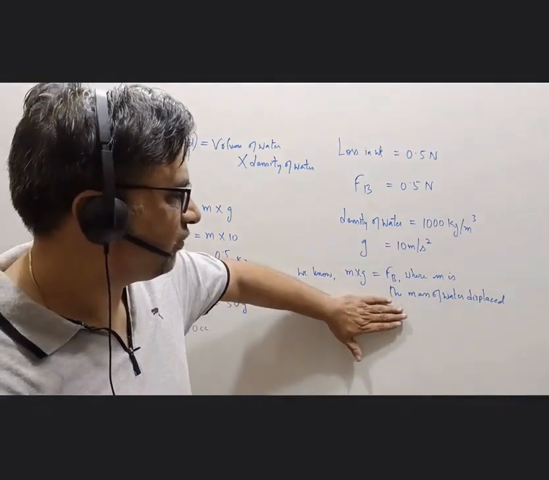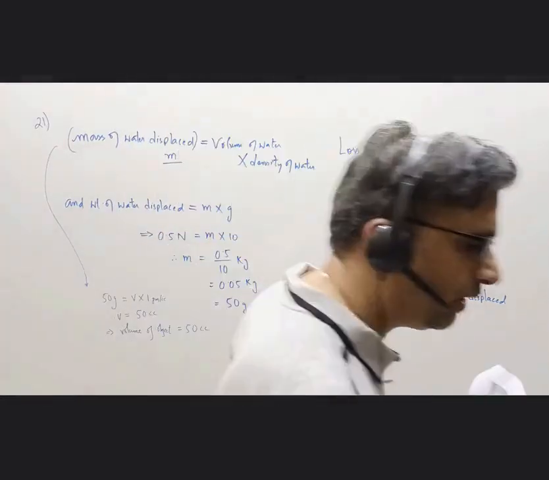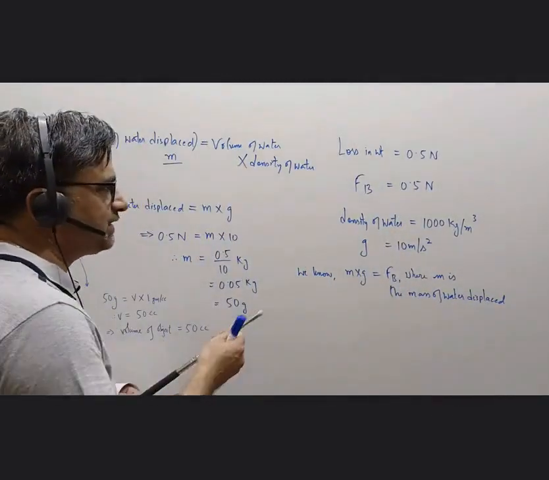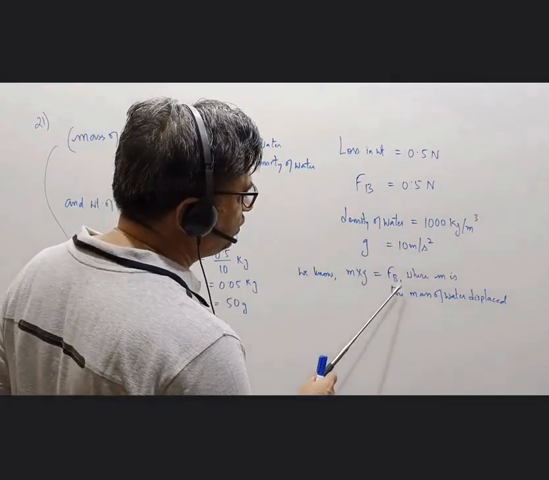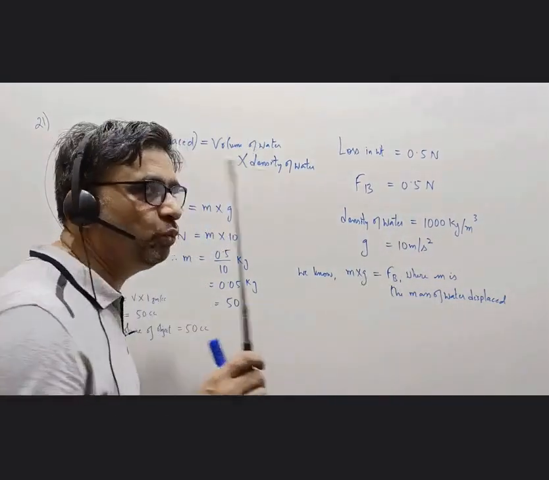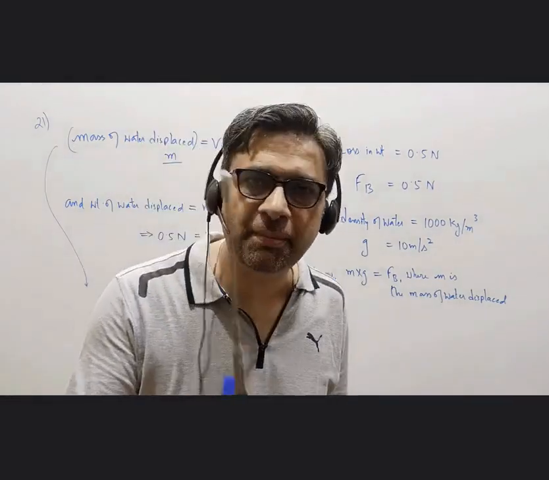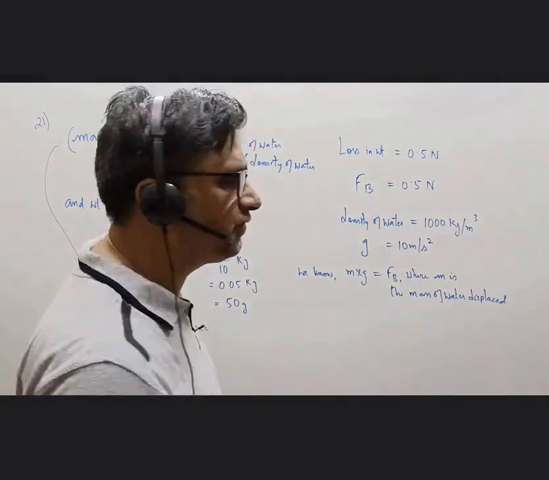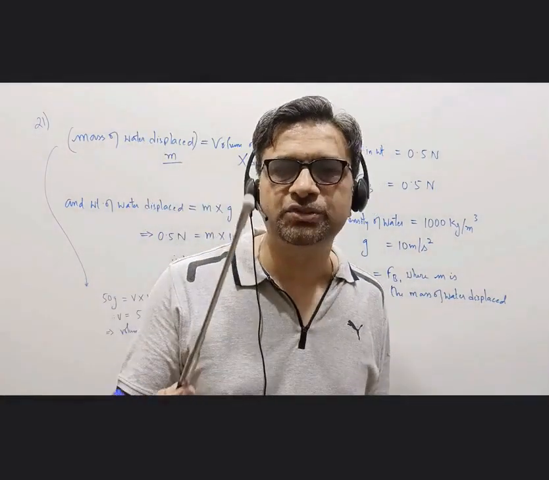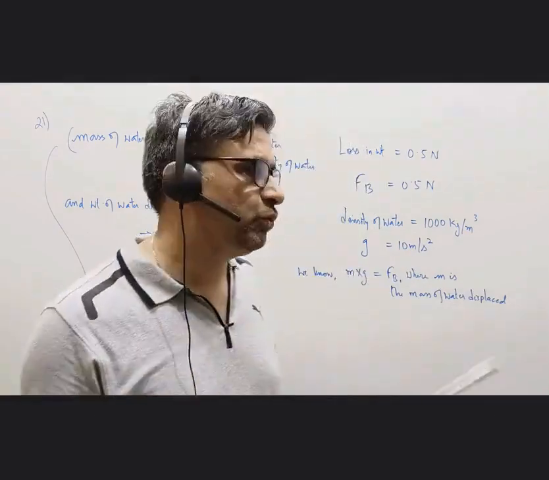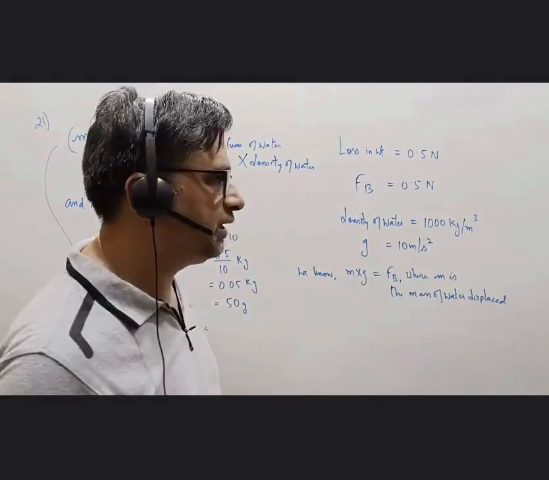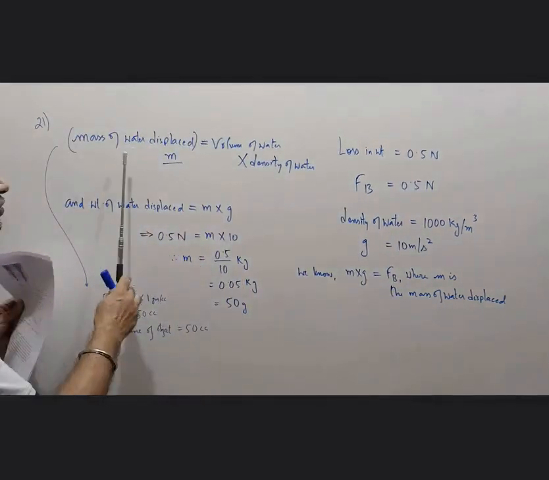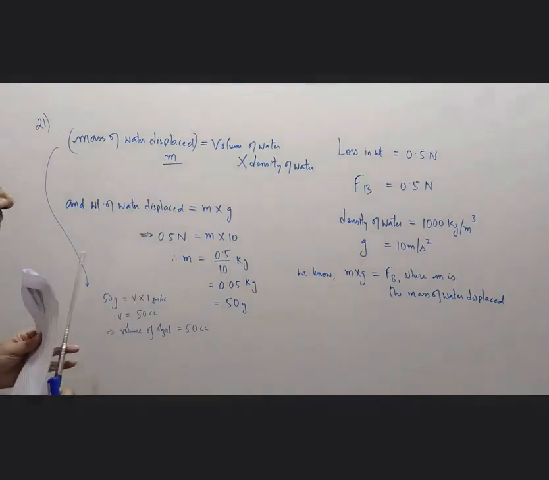We have established that the buoyant force is 0.5 newton, that's the loss of weight, and we also know that buoyant force is equal to the weight of the liquid displaced. So if m is the mass of the liquid displaced, where m is the mass of the water in this case, then you would agree that m times g is the buoyant force. Now let us come to this part of the board.